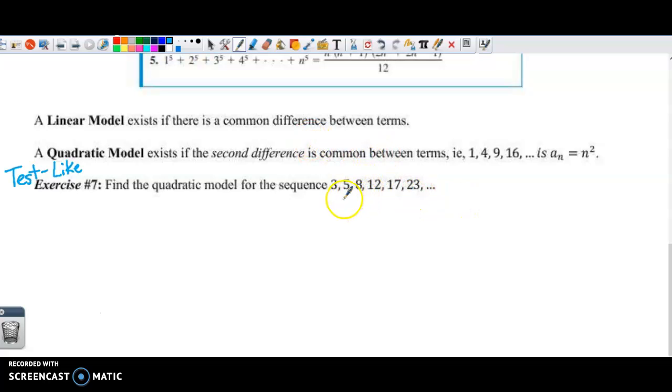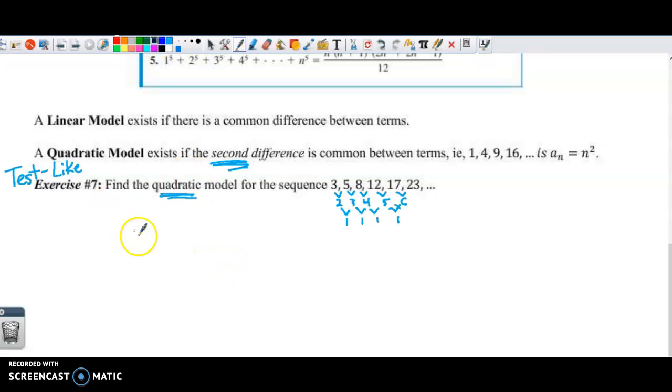But if you notice in the problem, the reason why this is a quadratic model, and I tell you it's a quadratic model on the test, is because when you look at the difference from one number to the next, it goes by 2, by 3, by 4, by 5, by 6. None of those numbers are the same. But if I look at the second difference, the difference of the difference, they're each going up by 1. That is your indicator that it's a quadratic model.